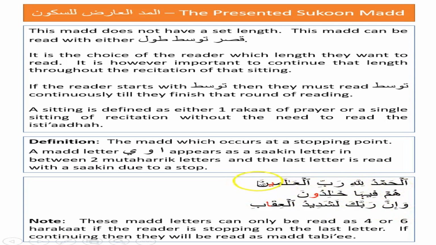But if we are stopping on the end of the ayah or we run out of breath, then we can stop in one of three ways. The first one is qasr, Alhamdulillahi Rabbil Alameen. The second is tawassut, Alhamdulillahi Rabbil Alameen. And the last is tul, also known as ishba', Alhamdulillahi Rabbil Alameen.